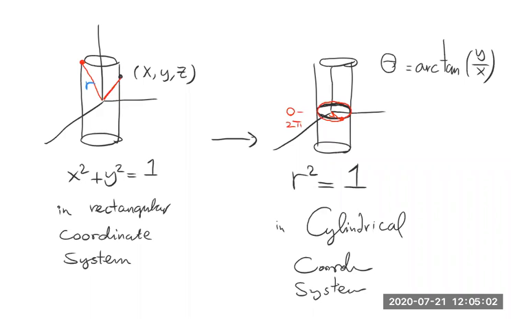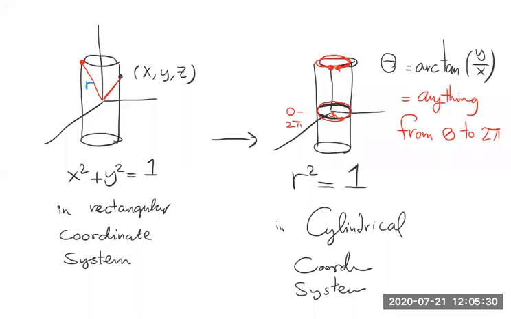Theta basically can be anything, anywhere you look on this cylinder. You can go around, and theta can be anything on that circle, anything from 0 to 2 pi. Well, if it can be anything, it means there is no restriction anymore, right? It can be anything, so there is no restriction.